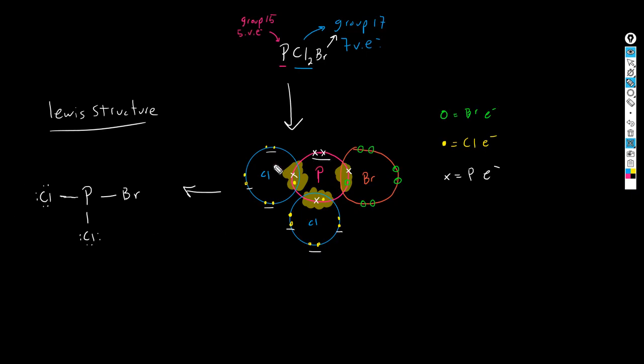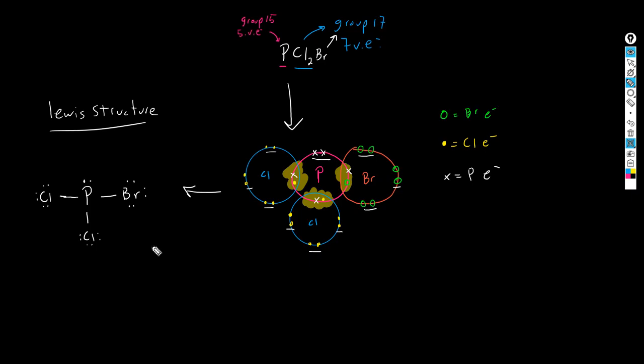I have a lone pair on phosphorus, which are X's, but I'm going to keep them on my Lewis structure as dots, because it's no longer a dot and cross structure. And then the bromine has 1, 2, 3 lone pairs, which are here in the dot and cross open circles. But again, on my Lewis structure, there will just be 3 lone pairs as dots. And this is now my Lewis structure for my PCl2Br.